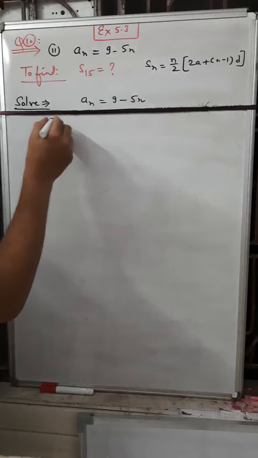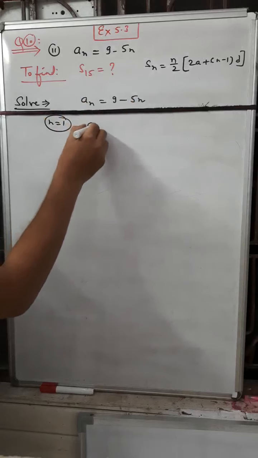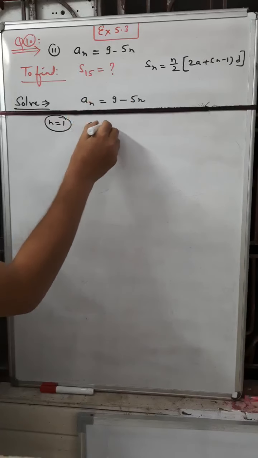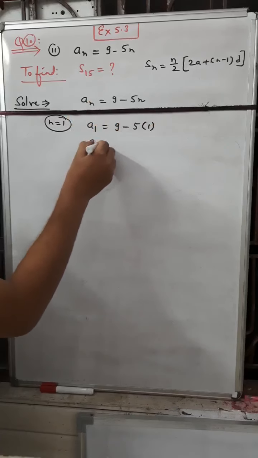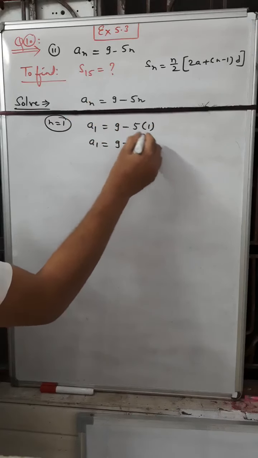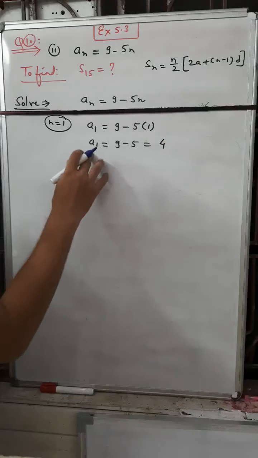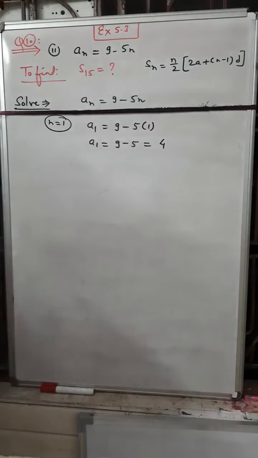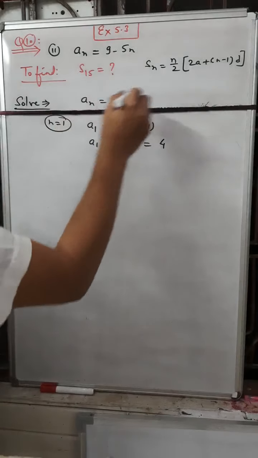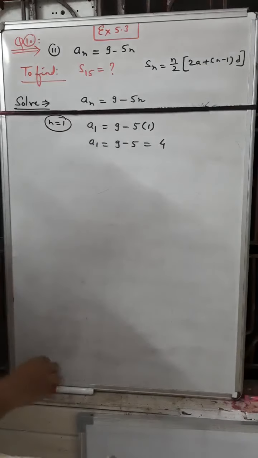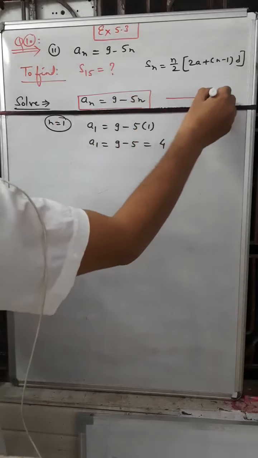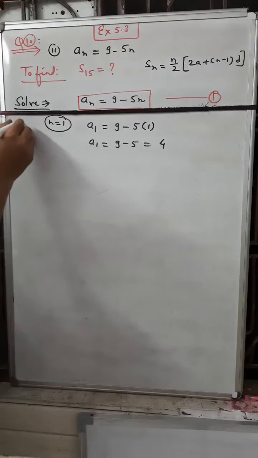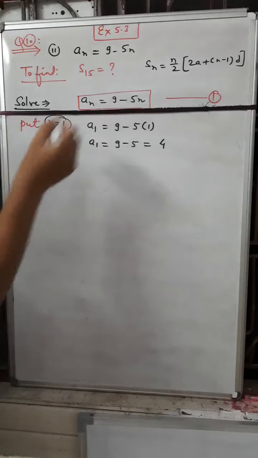If in place of n we put n equal to 1, then a1 is equal to 9 minus 5 into 1. So we will get a equal to 9 minus 5, or 4. So a1 is equal to a, the first term. Suppose it is equation number 1, an is equal to 9 minus 5n. So in the first step we have put n equal to 1 in equation 1.